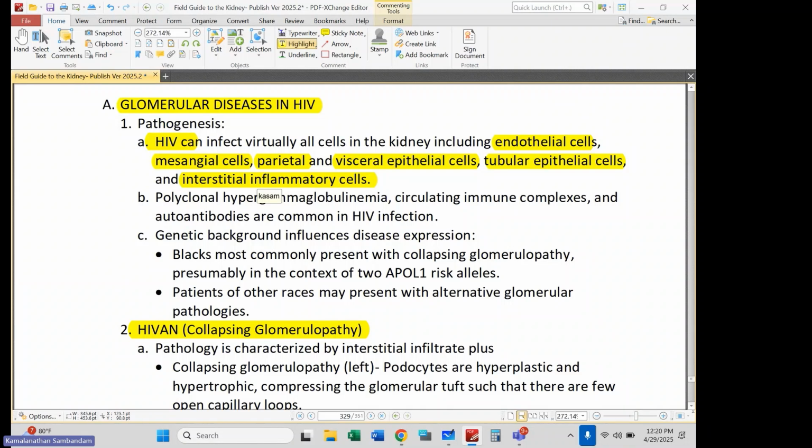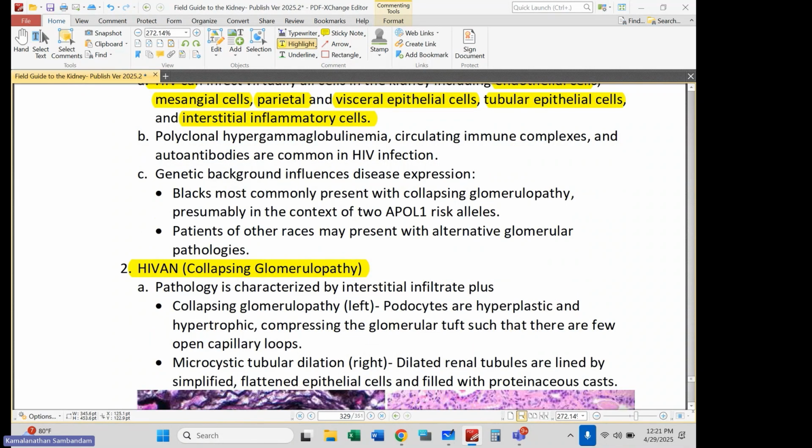Why is that relevant? Because when we talk about collapsing glomerulopathy, even though the name implies that this is primarily glomerulopathy, you can see changes throughout the nephron, including in the interstitium. So it makes sense, based on this point regarding pathogenesis, that there are manifestations of HIV-associated kidney disease involving all components of the nephron, okay?